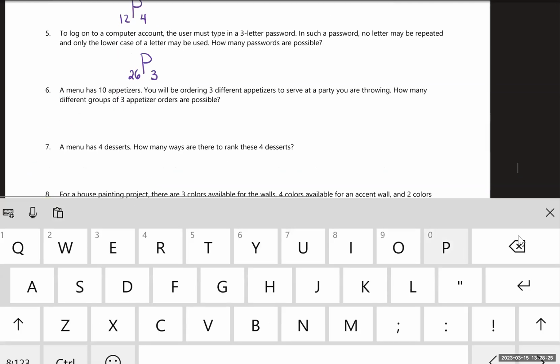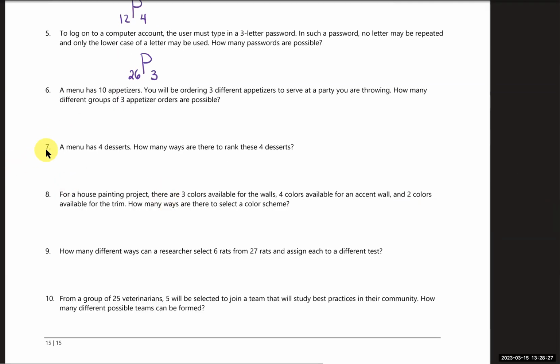All right, number 6. A menu has 10 appetizers. You're going to order 3 different appetizers to serve at a party you are throwing. How many different groups of 3 appetizer orders are possible?